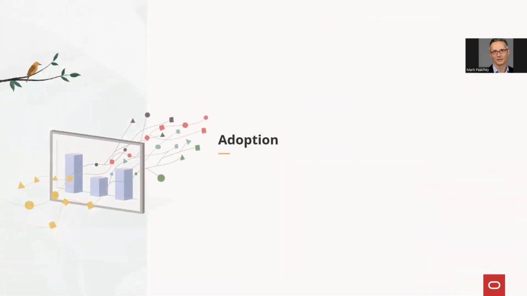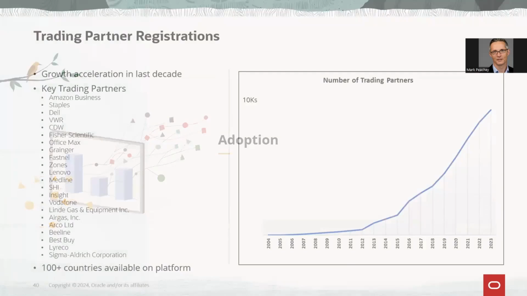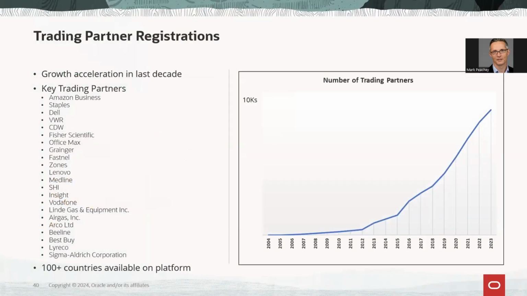Okay, so that really covered a lot of the functionality that we've introduced to OBN. What I'm going to spend just a couple of minutes on now is overall adoption levels for the platform. From an uptake perspective, OBN's been around for a long time now, sort of 20 years. And we continue to see significant growth, certainly in the most recent years, in the number of trading partners that are registering and using the platform.